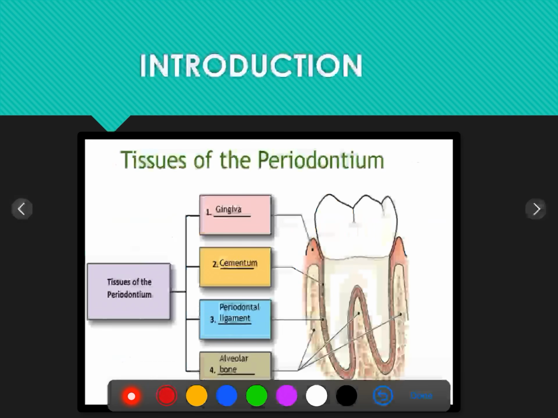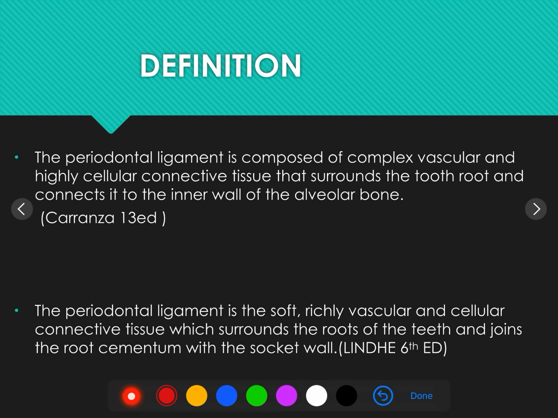Now coming to the matter, how we write it. Introduction: just mention where the PDL stands and what it is. Compile all the tissues of the periodontium you know in that small introduction, and then go for the definition. As I've told you, the definition has to be quoted from the textbook you are writing it from. If you are not sure about it, then please don't mark it as a definition. You can include it in the introduction. I hope you all go through these two definitions, which are from Carranza, the latest 13th edition, and Lindhe, 6th edition.